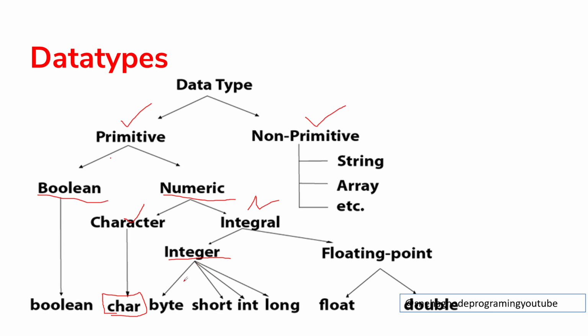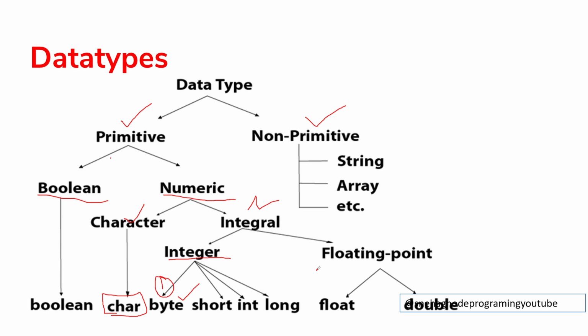Integer is divided into four parts, the first is byte. Byte is going to occupy only one byte, which is 8 bits. If we are going to store data of 8 bits, we call it a byte, in terms of computers or memory allocations.